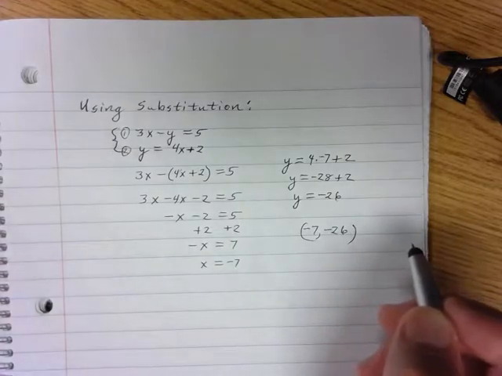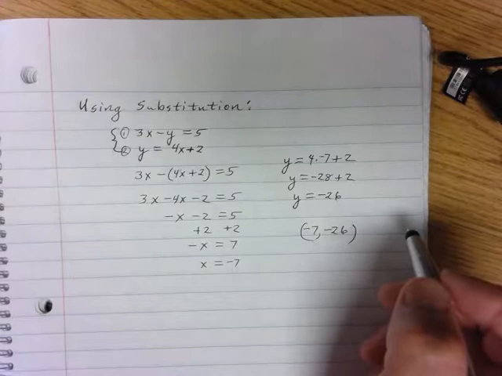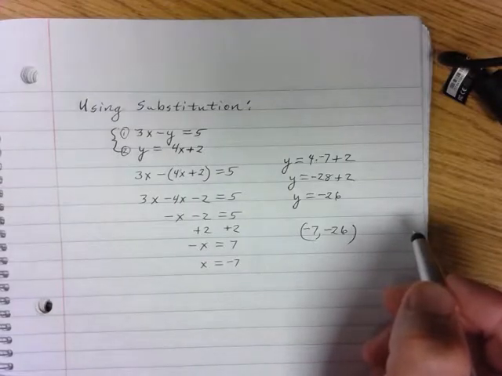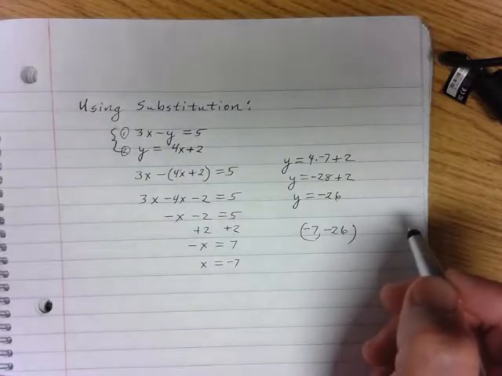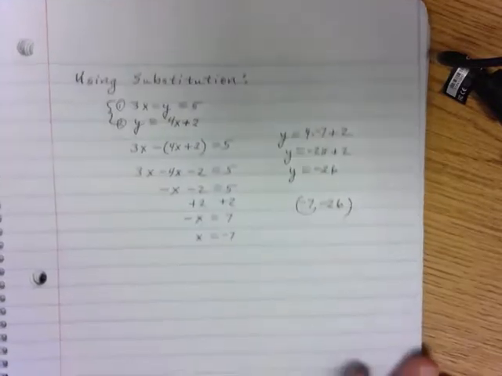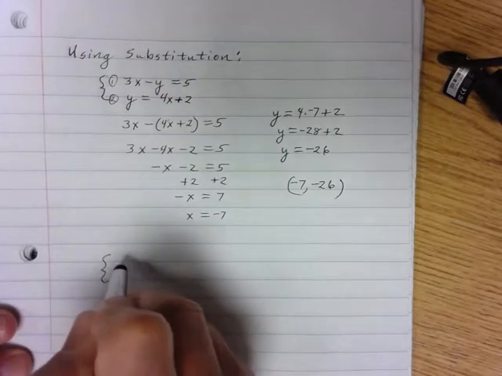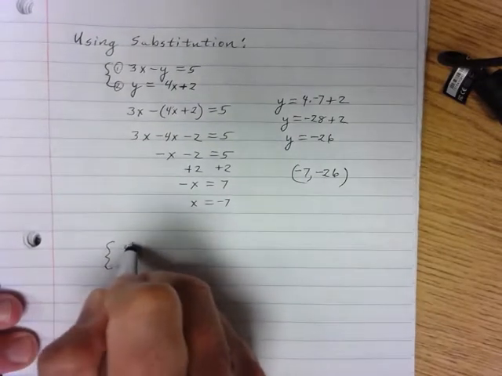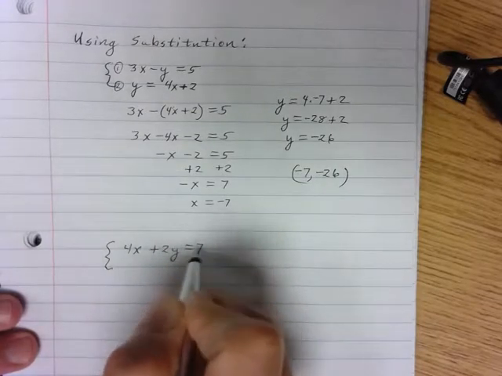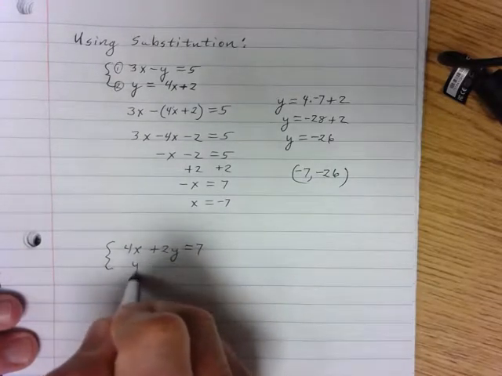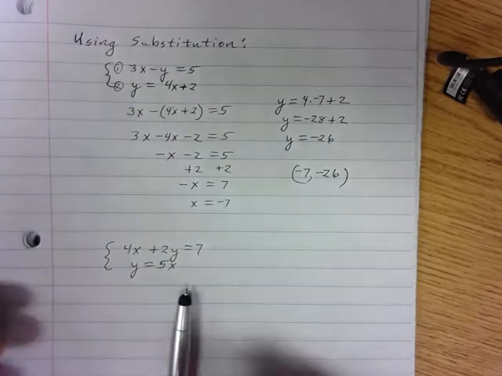Okay, so what I'd like to do is have you try one next. Why don't you try solving the system of equations 4x plus 2y equals 7 and y equals 5x. So why don't you try that?